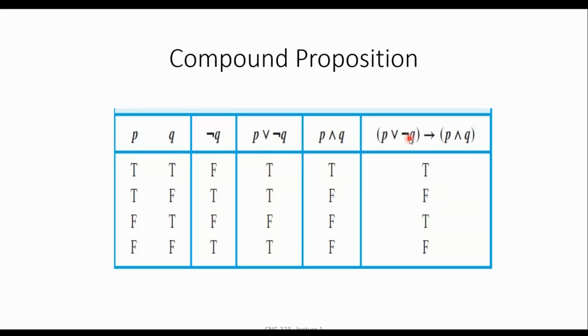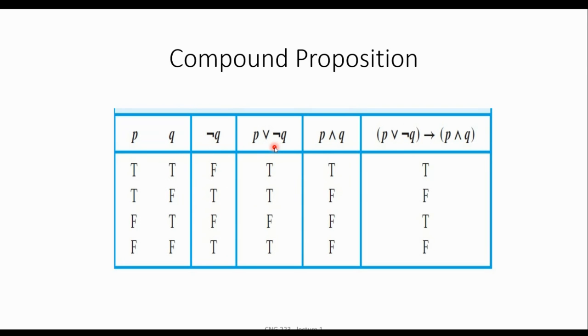So first you see negation. Let's try to find the negation of Q. Whenever we have true, you should consider false. Whenever we have false, true. And you can construct the rest for the negation of Q.